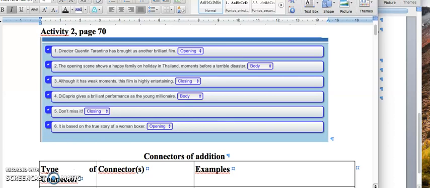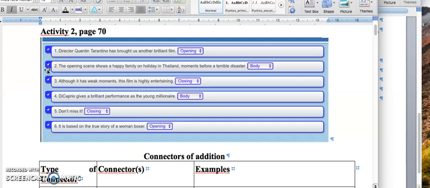Well, as I said yesterday, we are going to correct the activities, okay? So activity 2 on page 17, you just have to classify the different sentences into the different parts of the film review. Director Quentin Tarantino brought us another brilliant film. It's just to open, okay? So this is the introduction of the film review. It's a very good introduction because here we are naming who the director is.